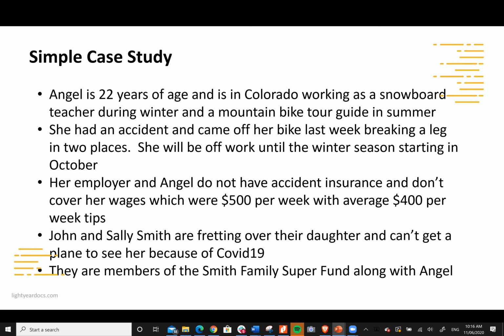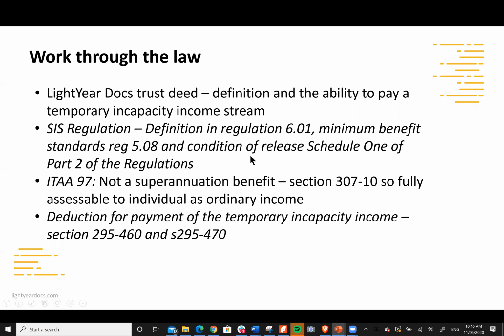But obviously with COVID, they can't do anything. So they're stuck and there's a burden of worry on them. They're members of the fund along with Angel. So what we need to do now is go through the set of laws.